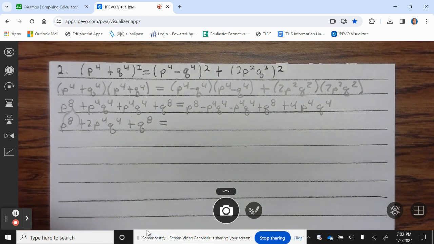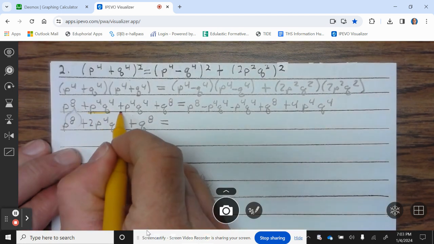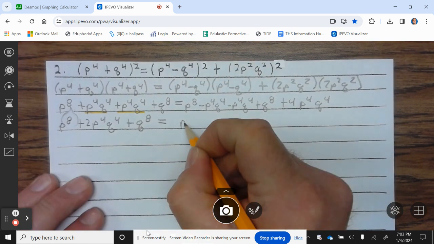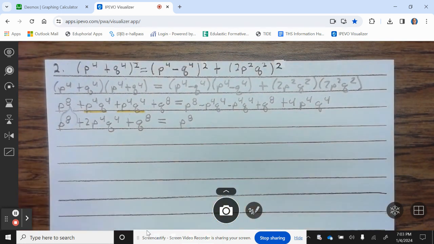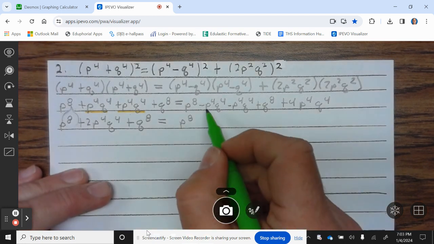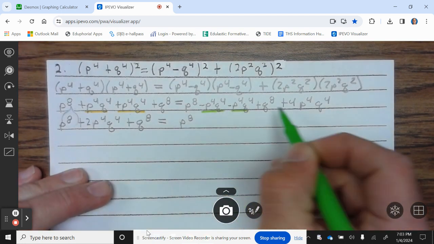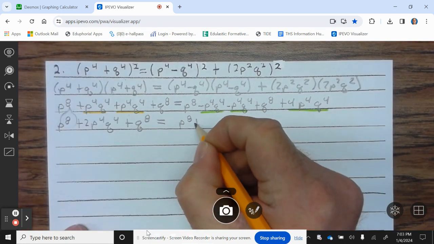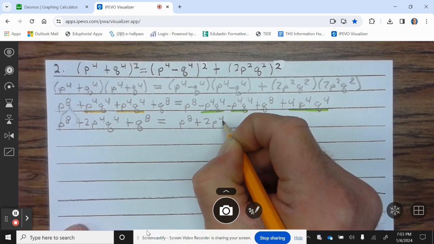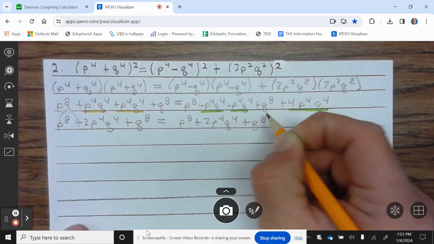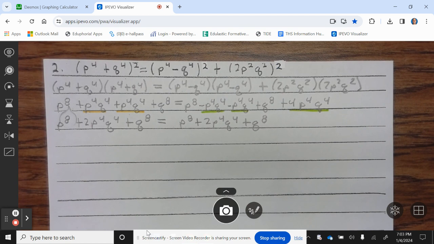Because we can combine this and this. So then we have P to the eighth. And we can combine this, this, and this, which combines to be plus 2P to the fourth, Q to the fourth, plus Q to the eighth. So you can see that the left side is equivalent to the right side. All right, go ahead and finish it up.